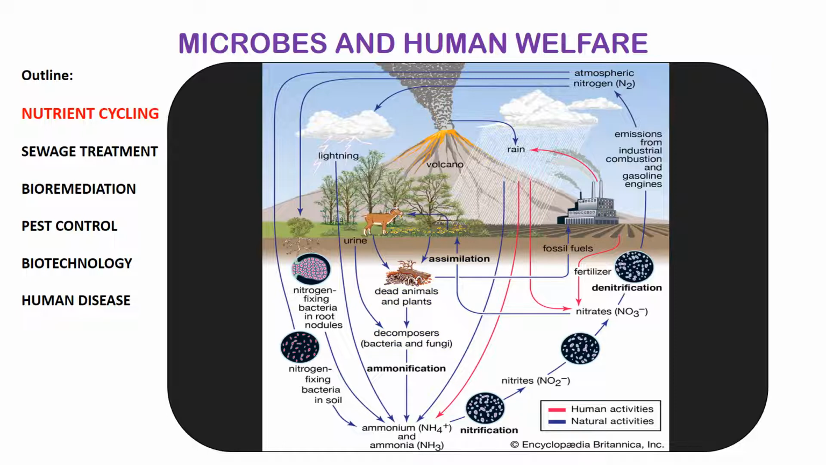Without this, of course, we will have piles of dead bodies and plant material. You can also see here how nitrogen gas enters the biological systems, and we really owe our nitrogenous substances to microbes.